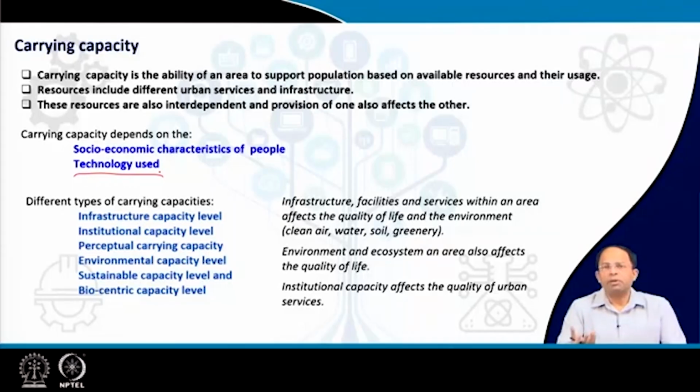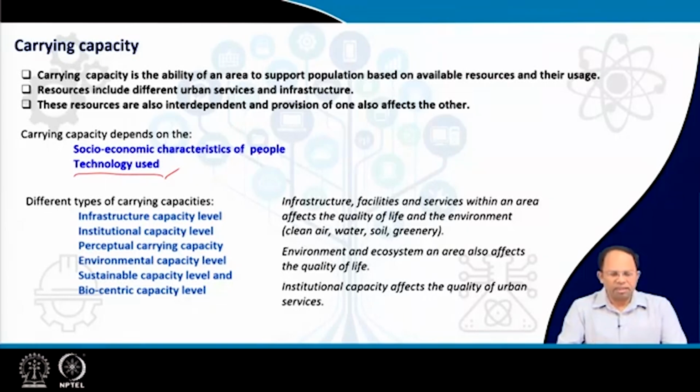But if there is no metro rail and I keep on increasing the FAR, there are too many people living along a particular corridor, and the bus service may not be able to cater to so many people. So that is how technology also changes the carrying capacity. And similarly, socio-economic characteristics, affordability of the people, the culture, the nature of the people, everything affects the carrying capacity of a particular area.